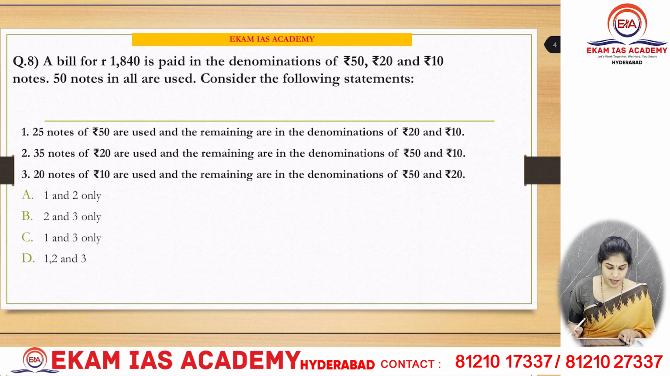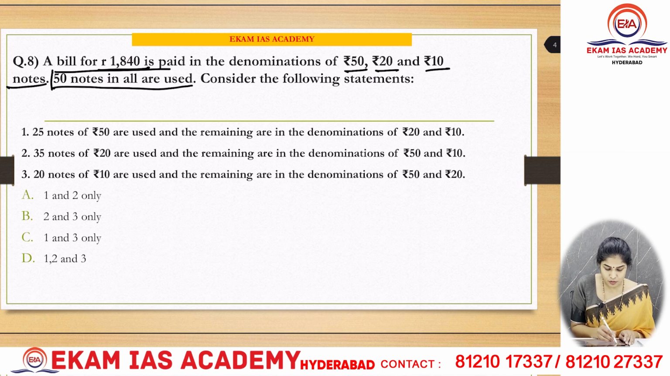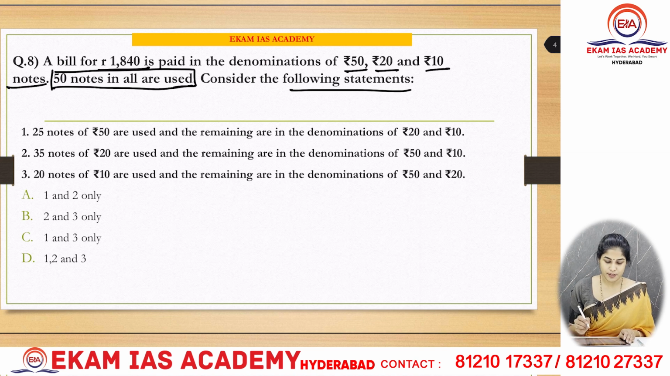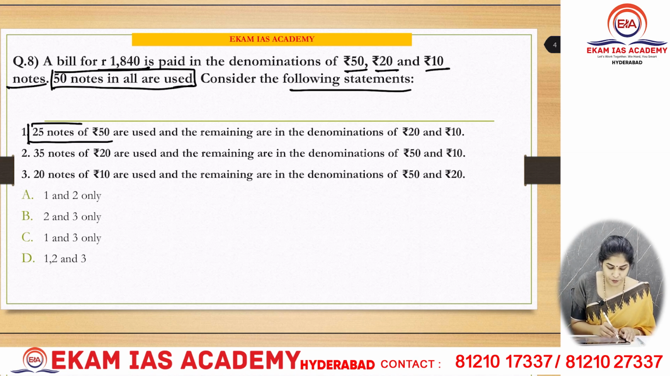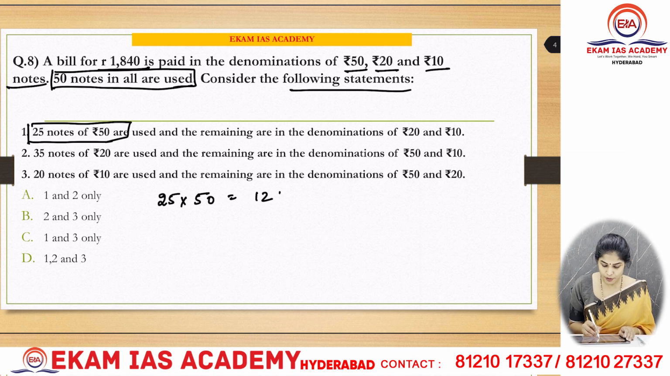Next question. A bill of rupees 1840 is paid in the denominations 50, 20, 10 notes and 50 notes in all are used. So he is telling 50 notes are used in total. Consider the following statements. So for this question we have to go through the options. So 25 notes of 50 rupees are used. So we will see. First option, 25 into 50. It amounts to 1250, right? And the bill is of 1840.